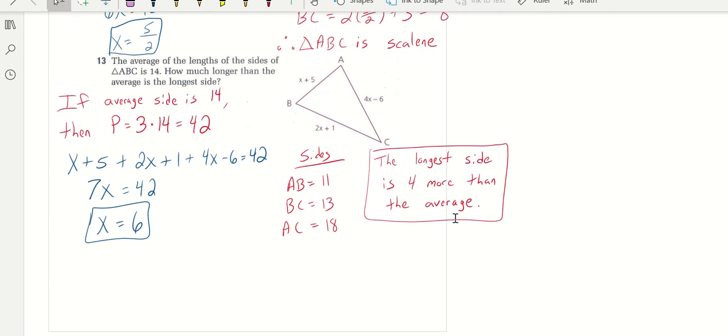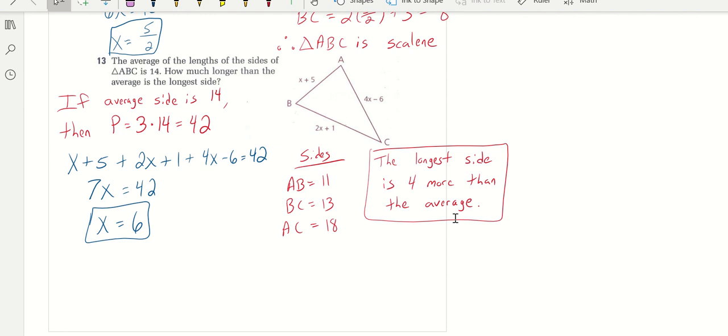Number 13. The average of the lengths of the sides of triangle ABC is 14. Now, we don't know individual side lengths yet. We'll be able to find them later, but we do know the average is 14. Well, think about if all three side lengths were 14. 14 plus 14 plus 14, that's 28, plus 14 is 42. Is that an average of 14? It is, right? If all three sides are 14, then that's an average of 14.